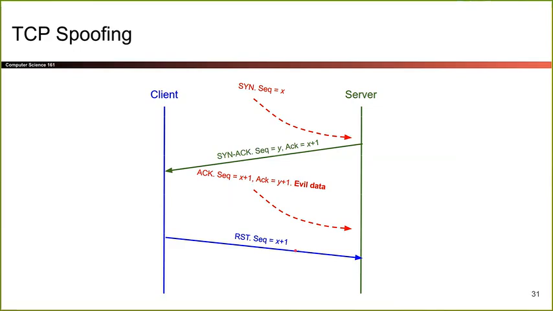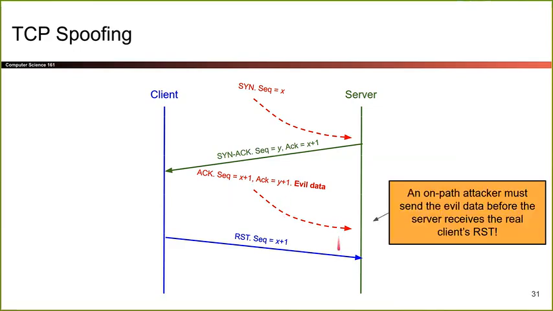So usually the client will eventually reset to stop this connection because it's so weird. But before this reset shows up, the attacker could inject a lot of evil data. So maybe the attacker can send some data to the server like, hi, I'm a client and I would like to transfer $100 to attacker or something. Okay, so that's TCP spoofing.